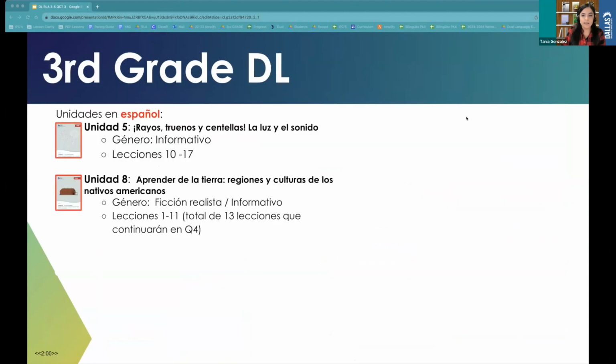Okay, for 3rd grade dual language, what do we have for this Q3? Unidades en español, we have Unidad 5, Rayos, Truenos y Centellas, la luz y el sonido. We will continue with this unit for lessons 10 to 17. And the genre is informative, el género es informativo. And then we will begin Unidad 8, Aprender de la Tierra, Regiones y Culturas de los Nativos Americanos. The genre for this Unit 8 is ficción realista and informative. So lessons 1 to 11, out of a total of 13 lessons, will continue in quarter 4. So quarter 3 will cover 1 to 11 for Unit 8.